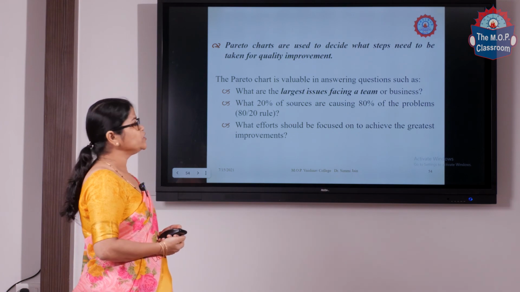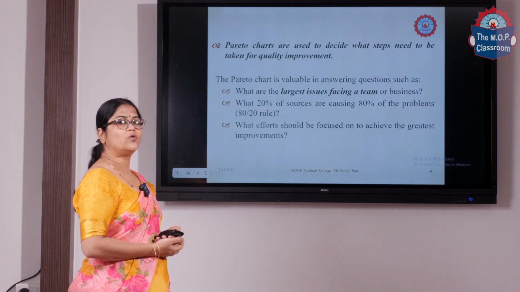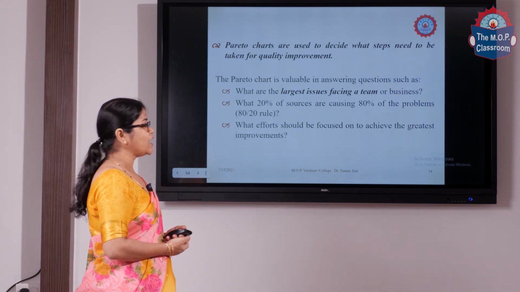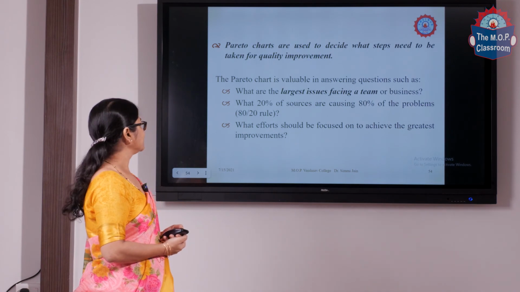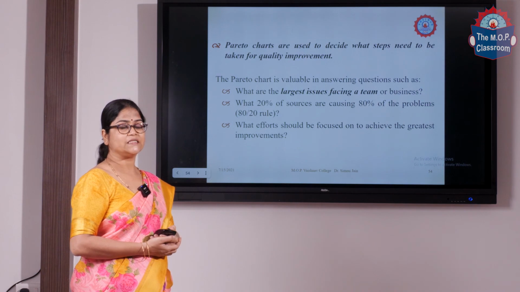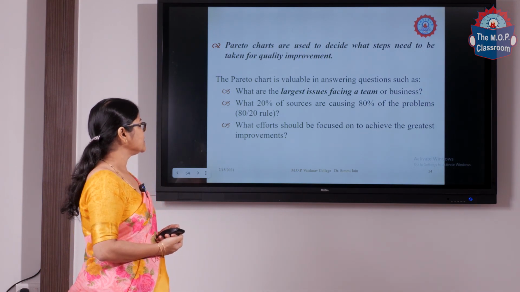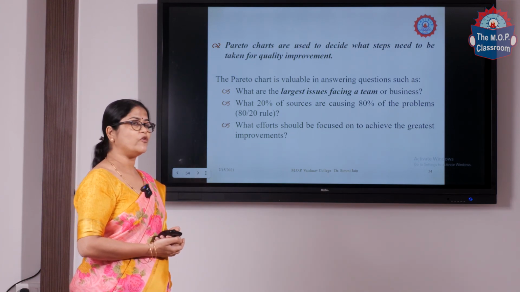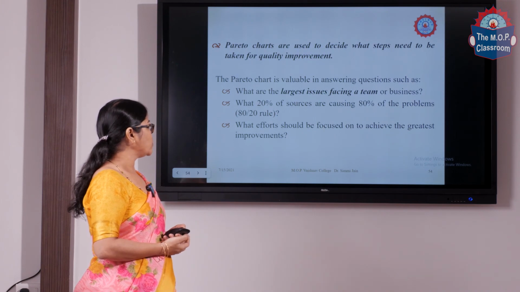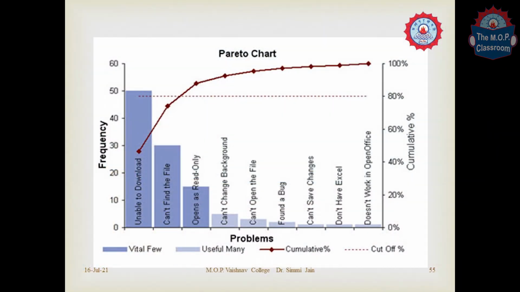Pareto charts are used to decide what steps need to be taken for quality improvement. A Pareto chart is valuable in answering many questions such as, what are the largest issues faced by a team or a business? What 20% of the sources are causing 80% of the problems? What efforts should be focused on to achieve the greatest improvements?